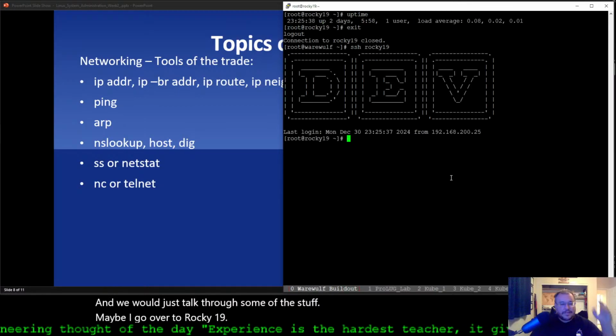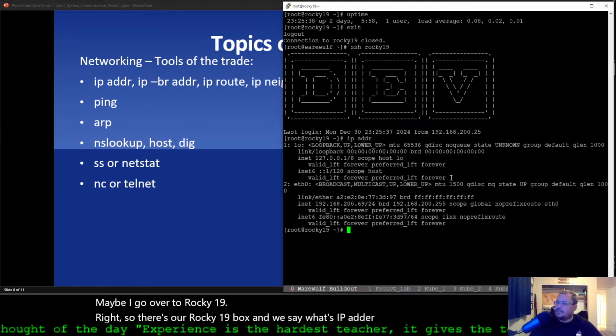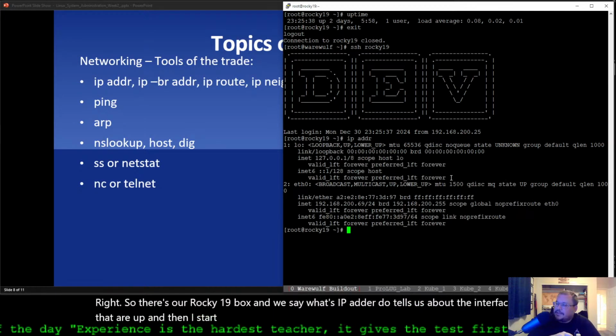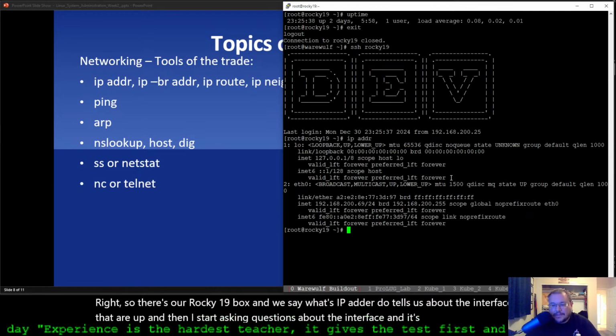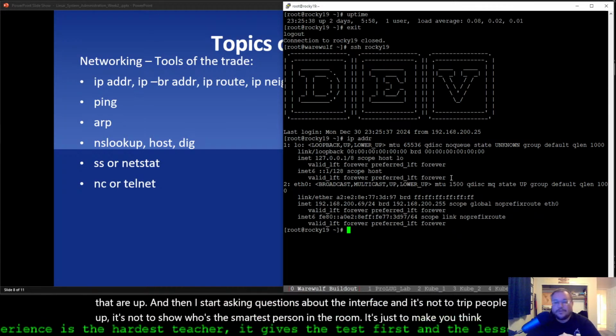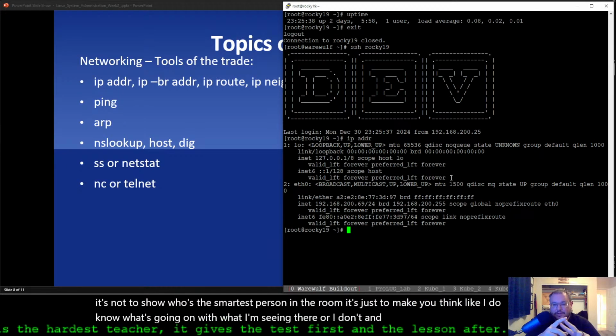Right, so there's our Rocky 9 box, and we say, what's ip addr do? It tells us about the interfaces that are up, and then I start asking questions about the interface. It's not to trip people up, it's not to show who's the smartest person in the room, it's just to make you think, do I know what's going on with what I'm seeing there, or I don't.